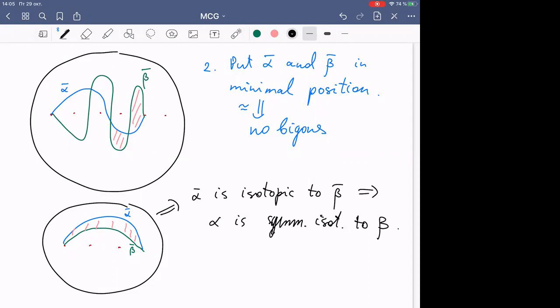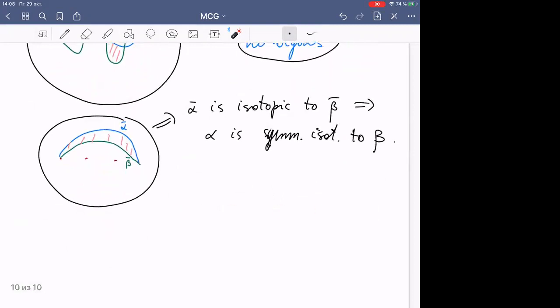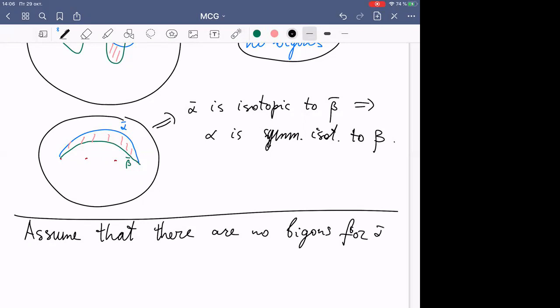So we may assume that there are no bigons. If there are bigons like that, then we are not in minimal position. If there is a bigon like that, then we are done. So we may assume that there are no bigons. Assume that there are no bigons for alpha bar and beta bar.